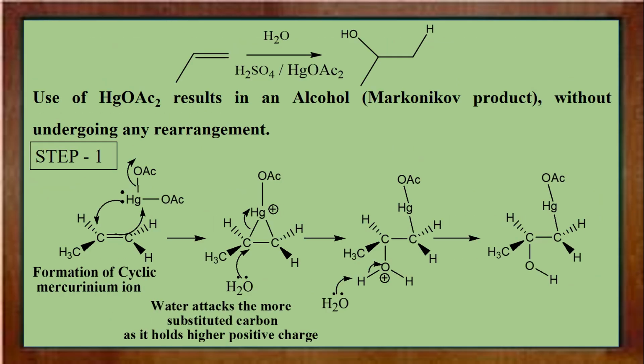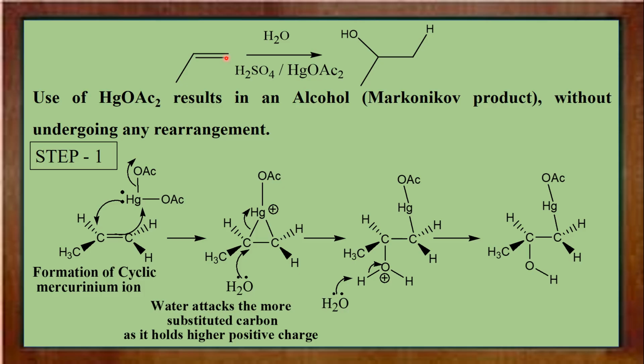Here is an example for hydration of an unsymmetrical alkene using mercuric ion catalyst. With an unsymmetrical alkene, water, an acid with mercuric salt are added. The alkene, of course, is dissolved in an ether-like solvent. With that, all these are added, and the reaction leads to formation of Markovnikov's product.